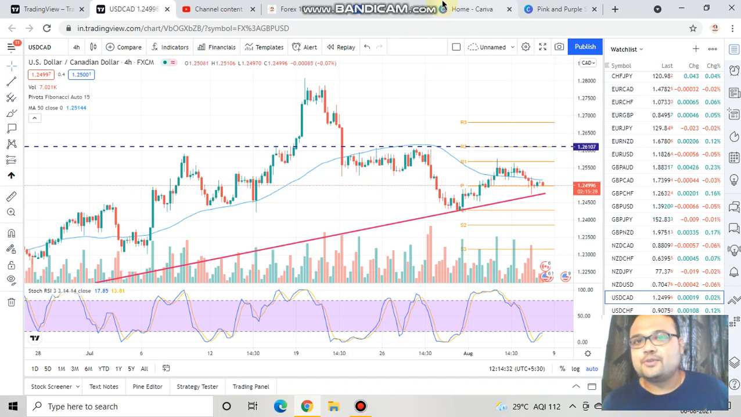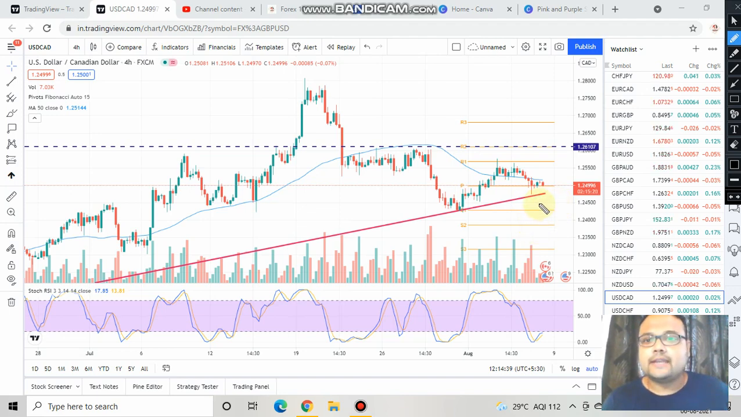So as we all know, the basic rule of the market says buy at support, sell at resistance, and right now you can see that the market is coming down. So your duty is to observe the price when it reaches this level. Wait for some time and just observe the price.